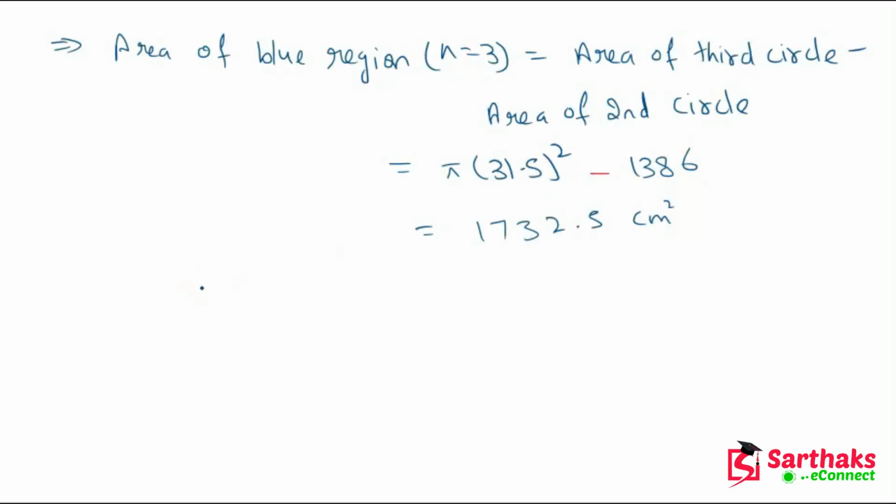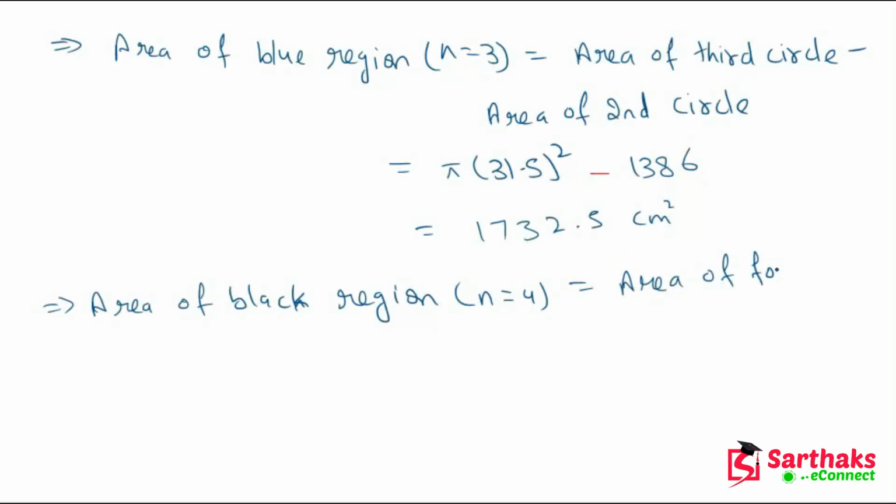So now we have to find the area of the black region, where n is 4. This equals the area of the fourth circle minus the area of the third circle.